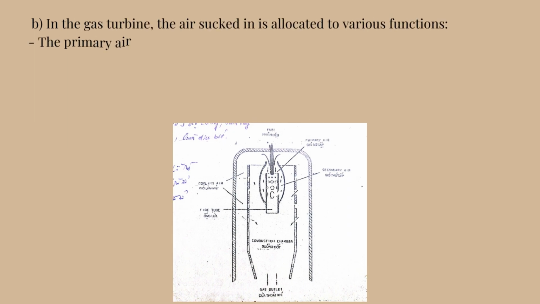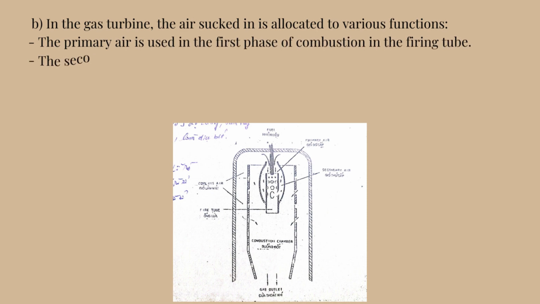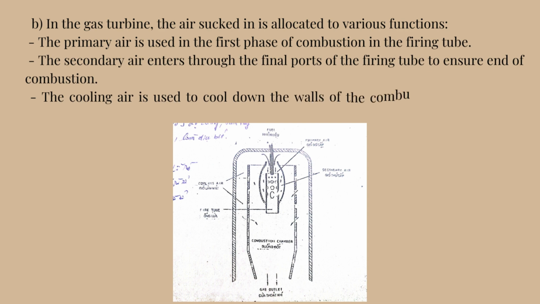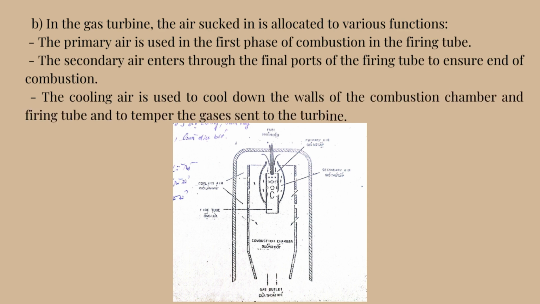B. In the gas turbine, the air sucked in is allocated to various functions. The primary air is used in the first phase of combustion in the firing tube. The secondary air enters through the final ports of the firing tube to ensure end of combustion. The cooling air is used to cool down the walls of the combustion chamber and firing tube and to temper the gases sent to the turbine. 26. Turbine lubrication system. A.